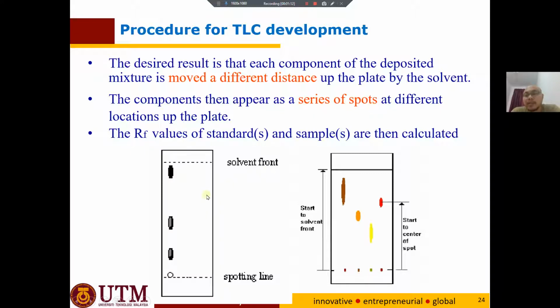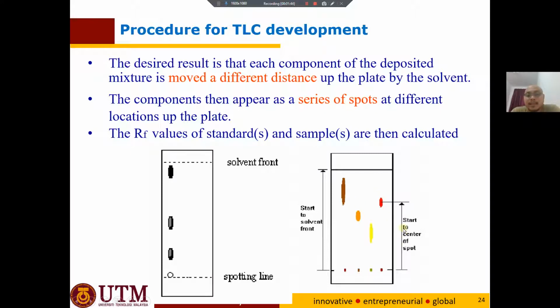Okay, if the components are separated and move at different distances, because they have different interactions with the stationary phase, we can observe a series of spots. For example, if there is only one component, for example a pure standard, you are supposed to see only one spot. The RF values of standard and samples are then calculated. Then you compare the standard and the sample.